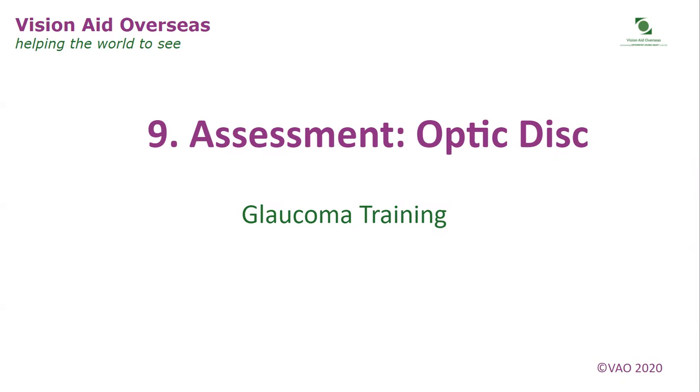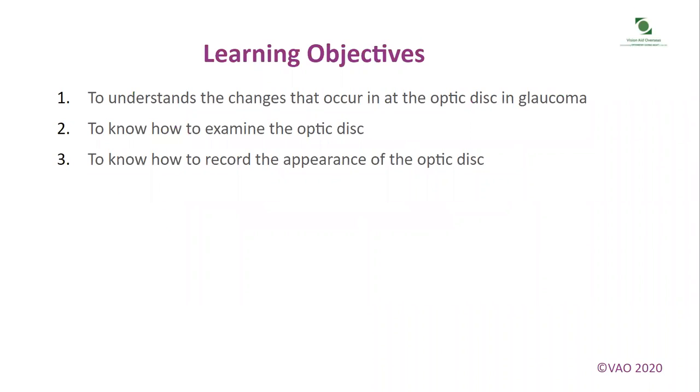This is the 9th in a series of videos on glaucoma training. Module 9, Assessing the Optic Disc. The learning objectives in this module are to understand the changes that occur at the optic disc in glaucoma, to know how to examine the optic disc, and to know how to record the appearance of the optic disc.